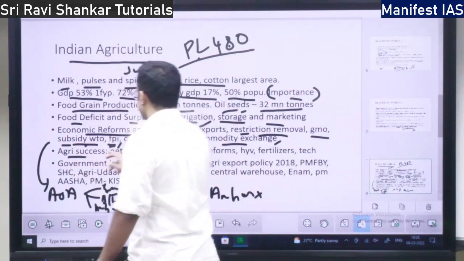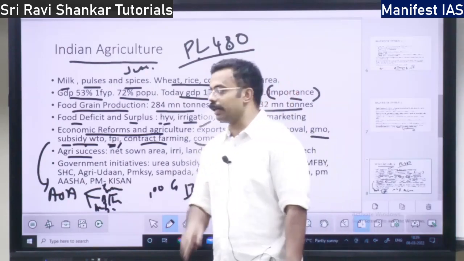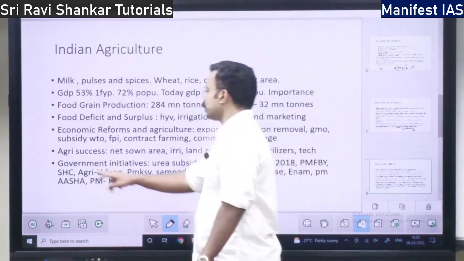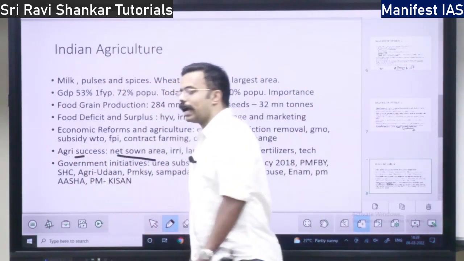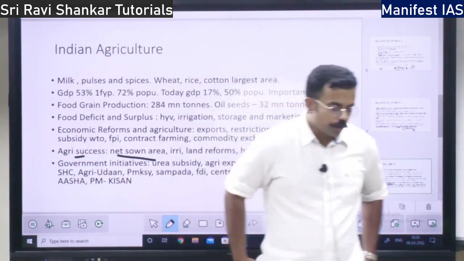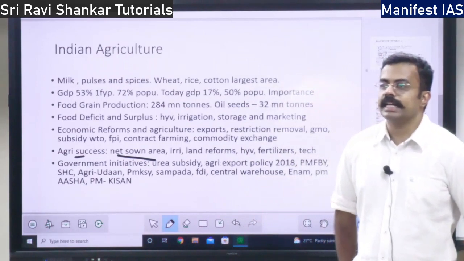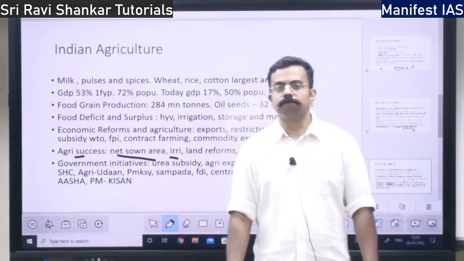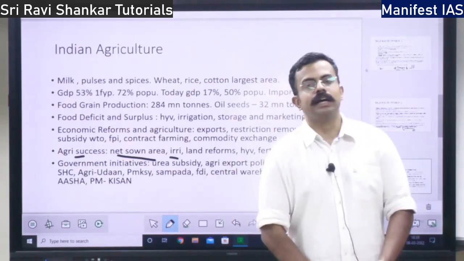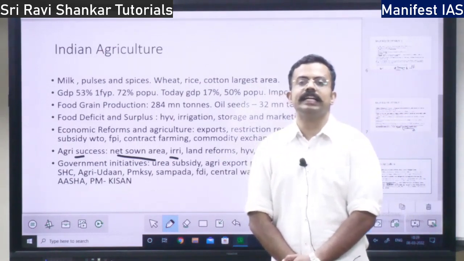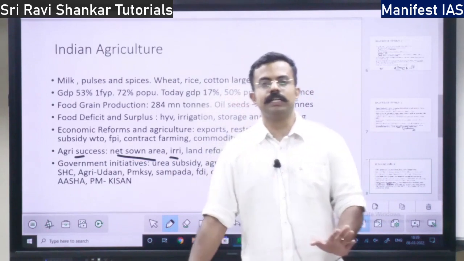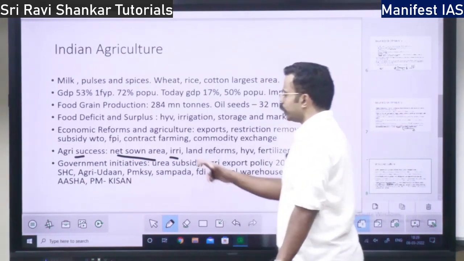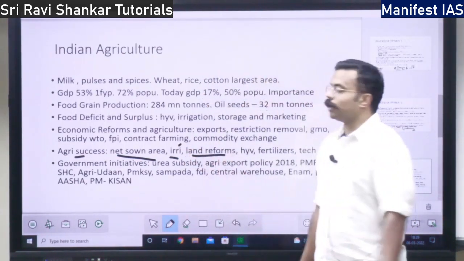Then you have agricultural success in India. What is the success of agriculture? This is the economic reforms post 1991. How has agriculture succeeded in India? The net sown area has increased. The sown area in agriculture has increased. Irrigation has increased. Earlier, Indian agriculture was largely dependent on the monsoon. Now it is much less, though it is still dependent, but not to the extent of earlier times. So irrigation has increased.